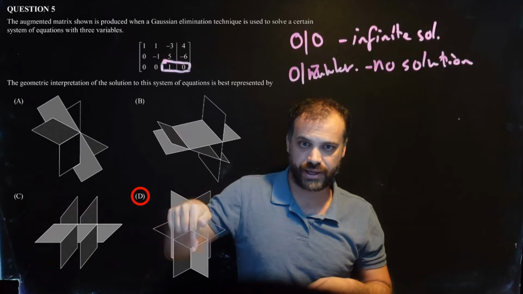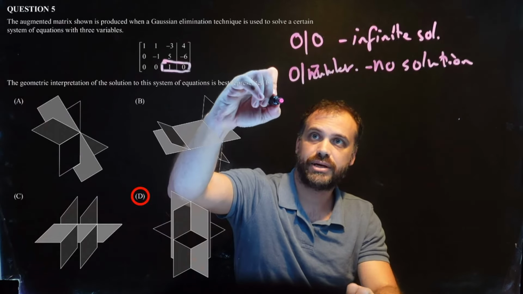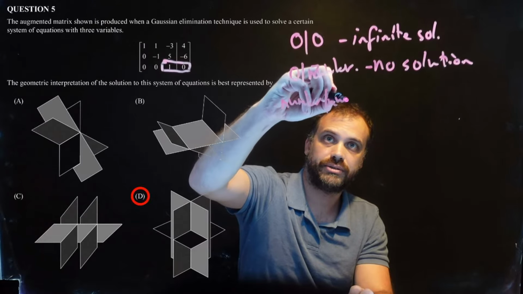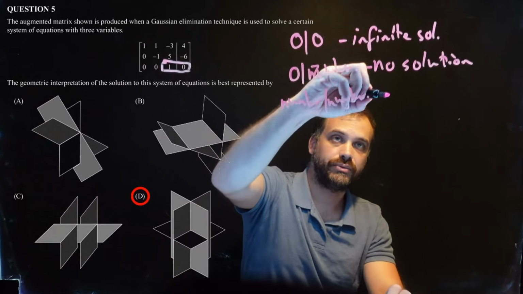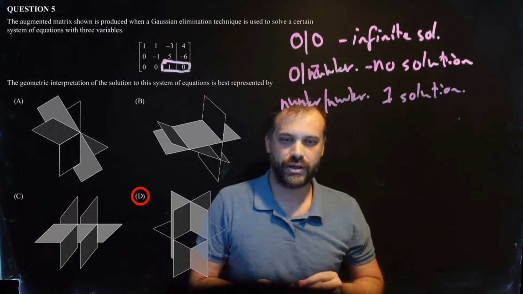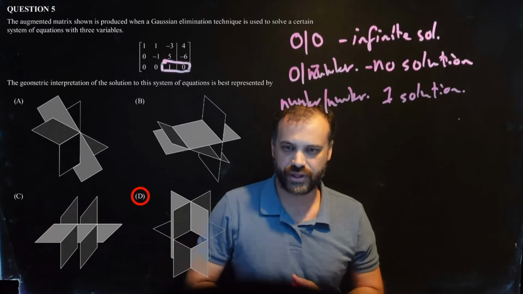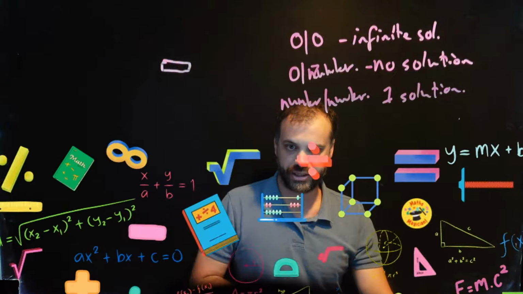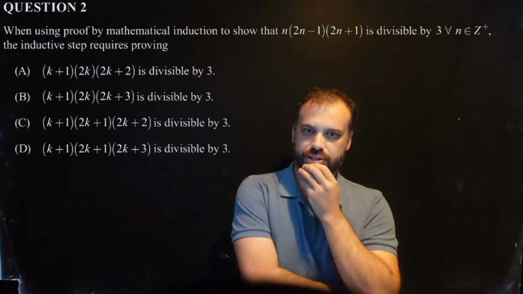This one here, part D, well, that's a number and a number. All right? 1 solution. These are our general rules of thumb that are going to let you get through questions like this. All right, celebrate. Now, we have seen a question like this before.